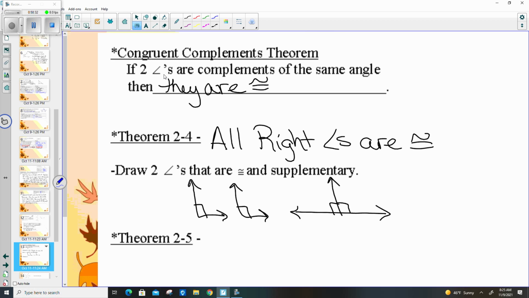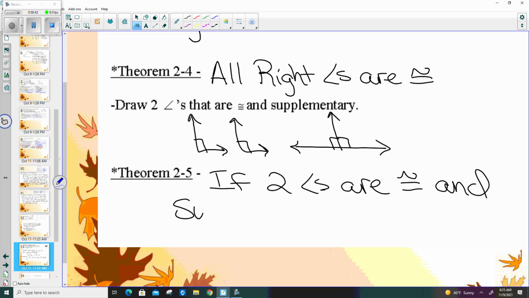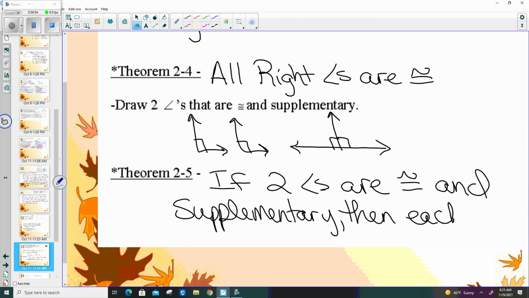So this is theorem 2.5: if two angles are congruent and supplementary, then each is a right angle. If two angles are congruent and supplementary, then each angle is a right angle.